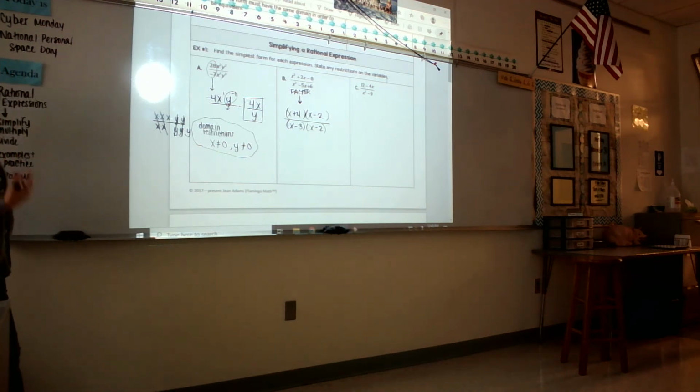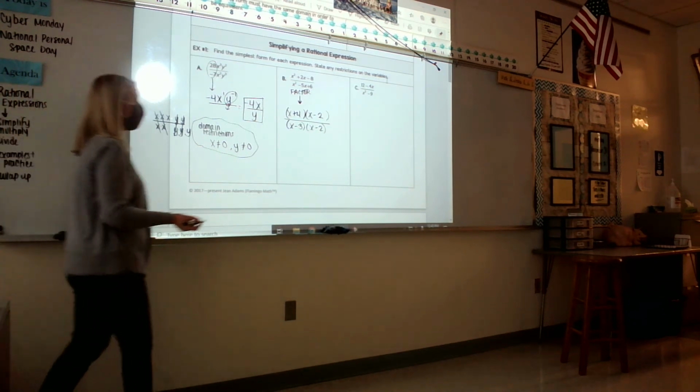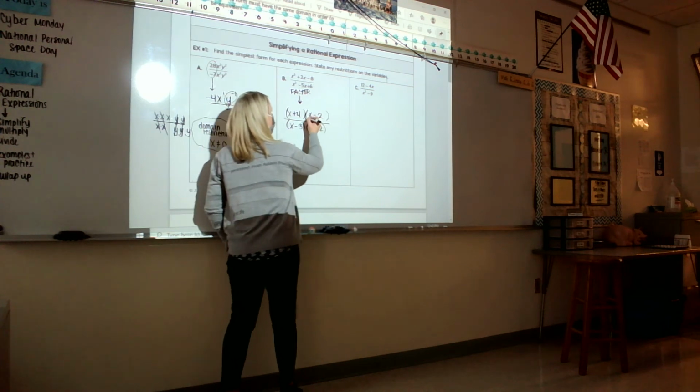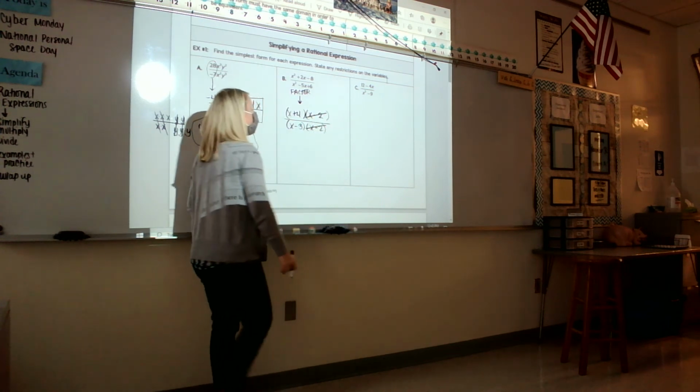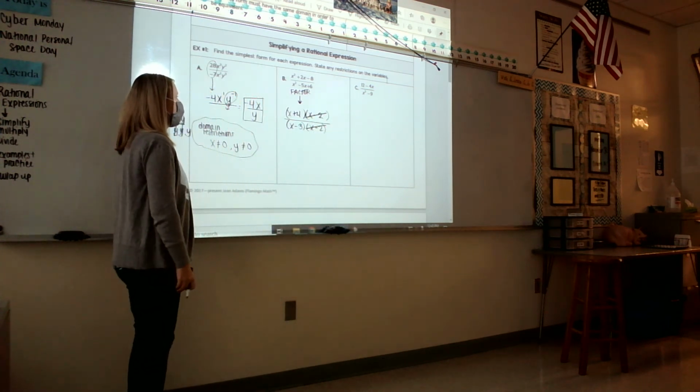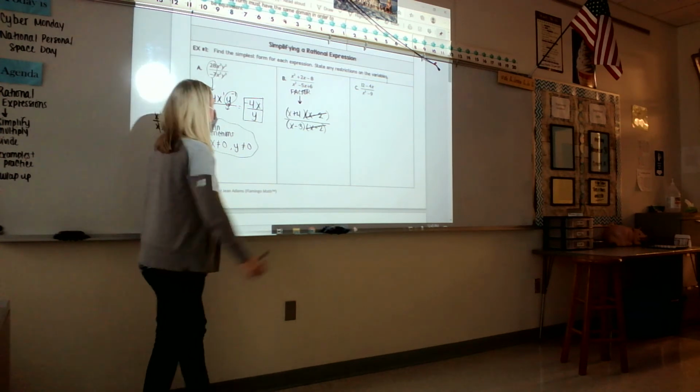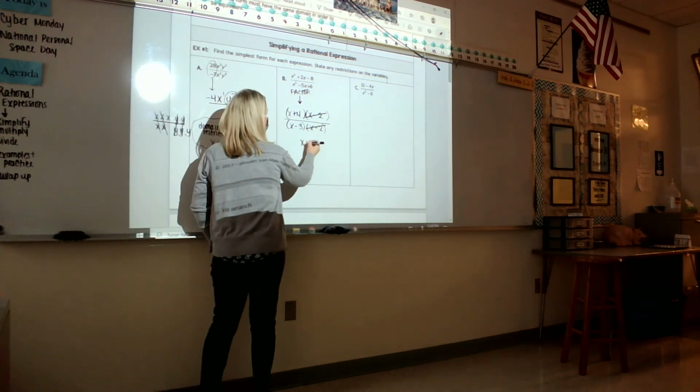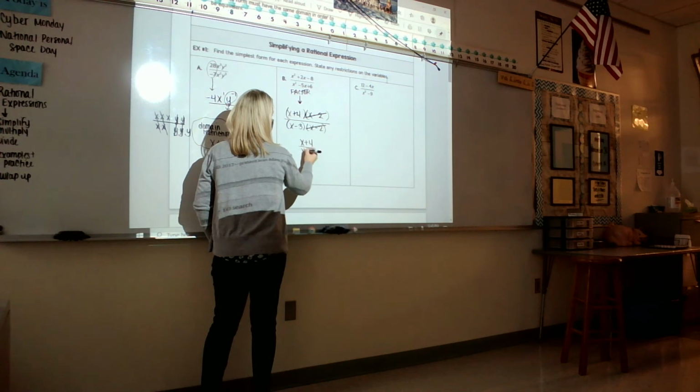Our main goal, once things are factored, is: is there a common factor that we can reduce? And there is. The common factor is x minus 2. Okay, so whatever's left is your answer. x plus 4 over x minus 3.